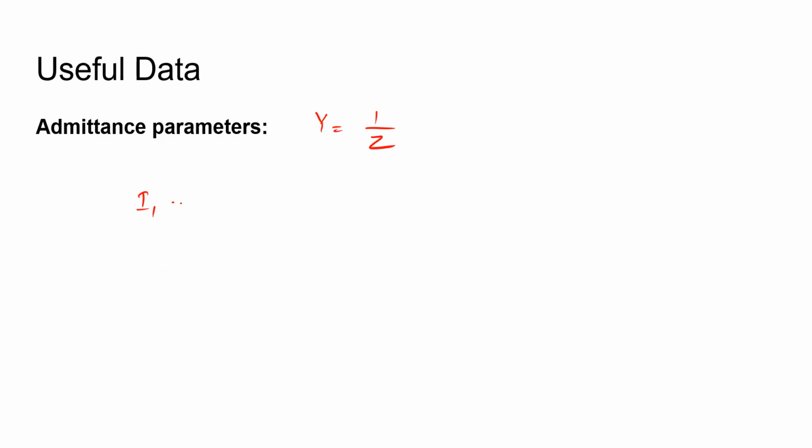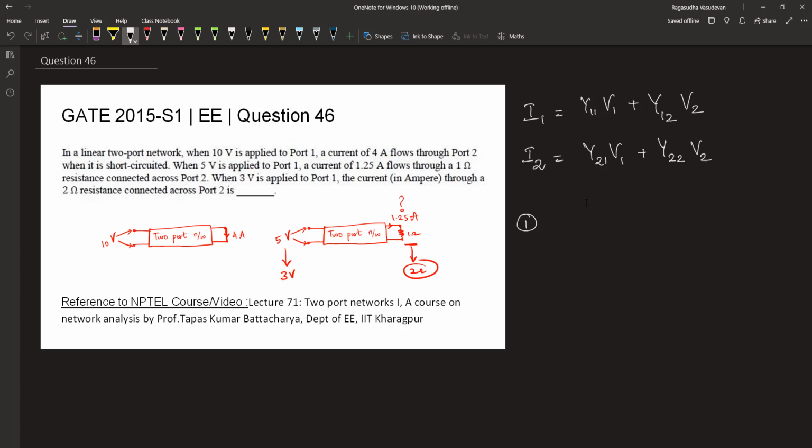The current I1 is equal to Y11V1 plus Y12V2, and the current I2 that flows into the output port is equal to Y21V1 plus Y22V2. Let's find out the value of I2 as required. In the first case, it is given that V1 is equal to 10 volt and we are short circuiting the output port. So therefore V2 is equal to 0. I2 is equal to 4 ampere without any load.